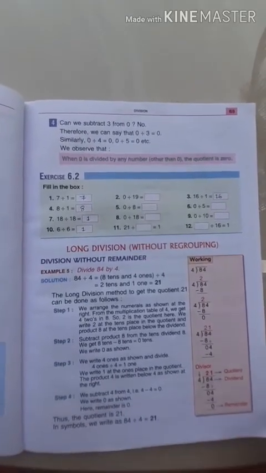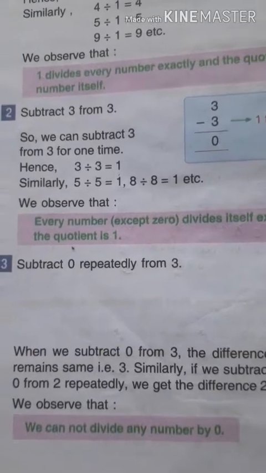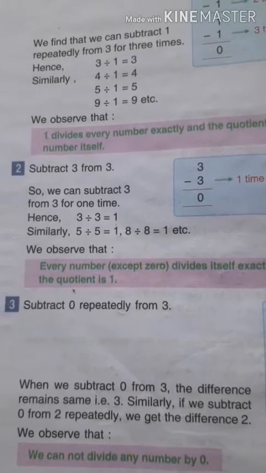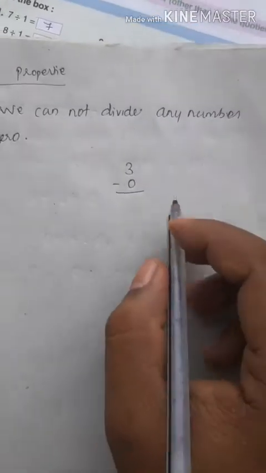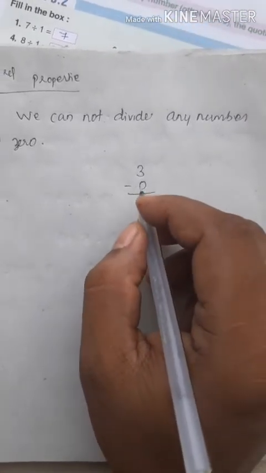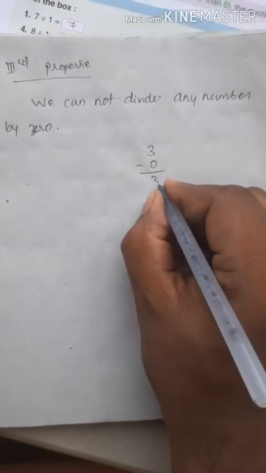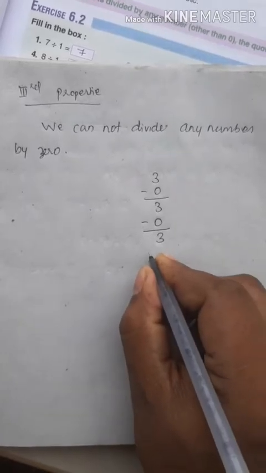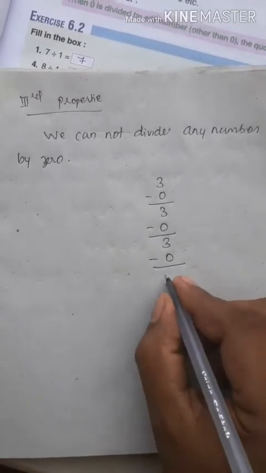Okay, students, let us check the next property. Property number 3: we cannot divide any number by 0. Let us try to subtract 0 from 3. When we subtract one time, we get 3. If you subtract again, you also get 3. If you subtract again, you will get 3.